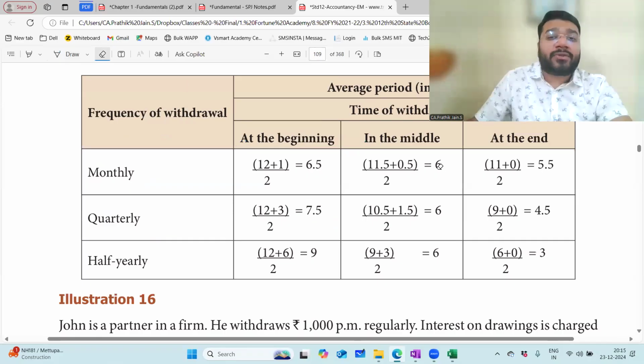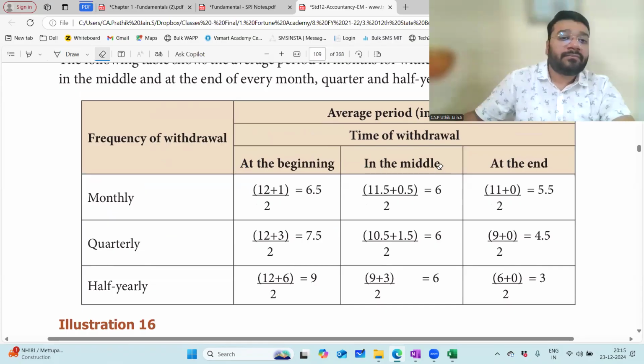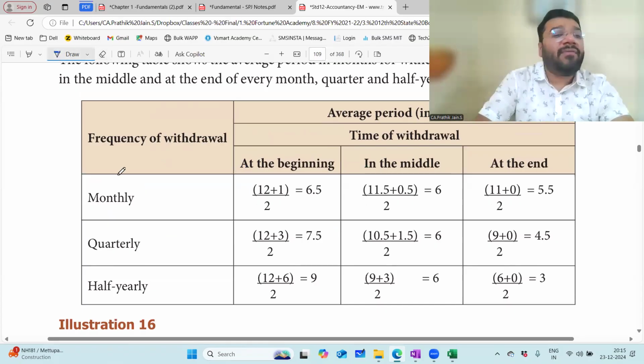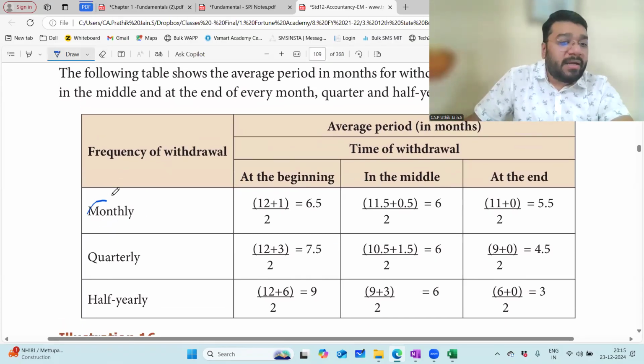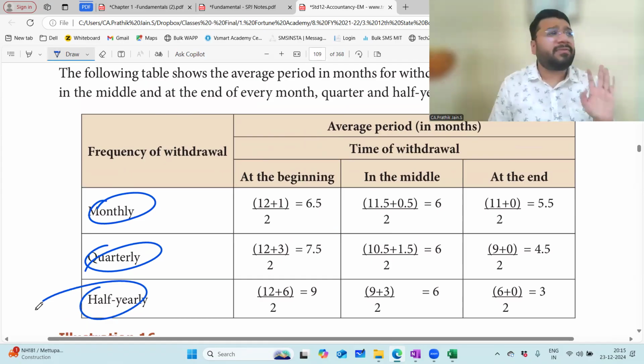Now, in the exam, please don't sit and calculate all this. This is a shortcut to remember. This tabular column, do you have any difficulty to learn by heart? No, sir. Monthly, quarterly, half-yearly. I'll make you learn it by heart right now.